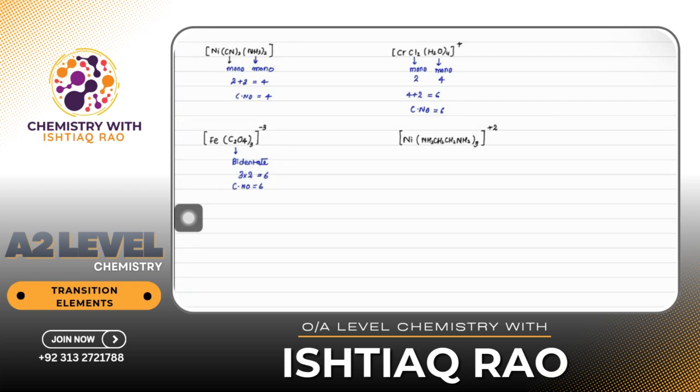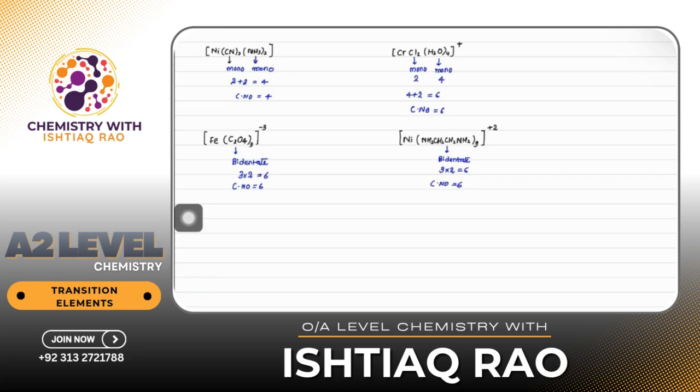It's very easy. Fast, fast. This is, by the way, a bidentate ligand. 6. Good. This is six. It's a bidentate, right? Good one.